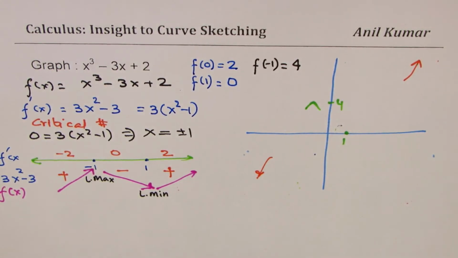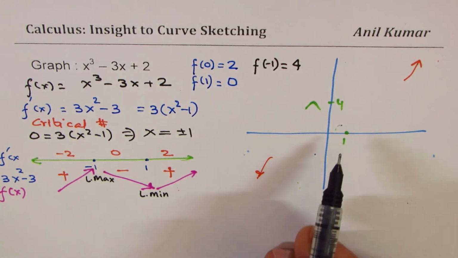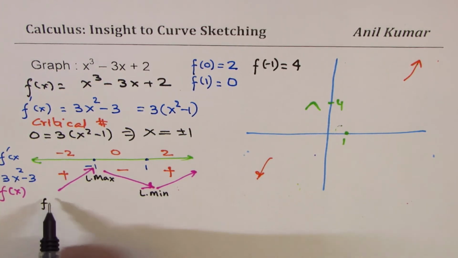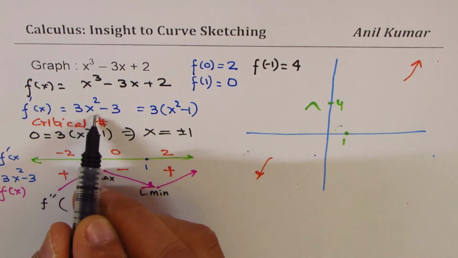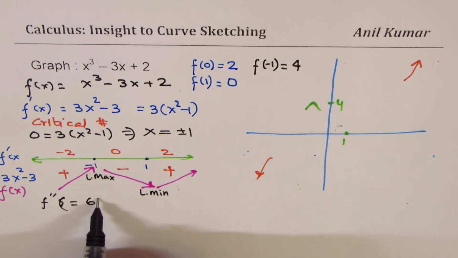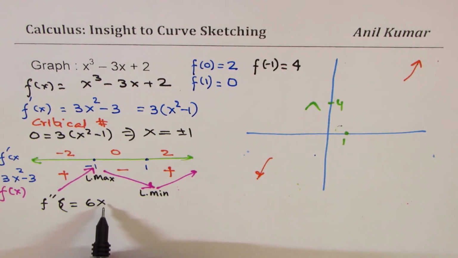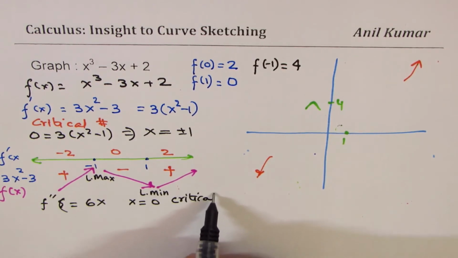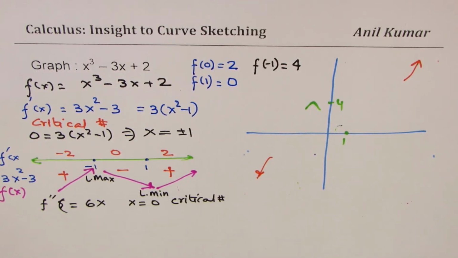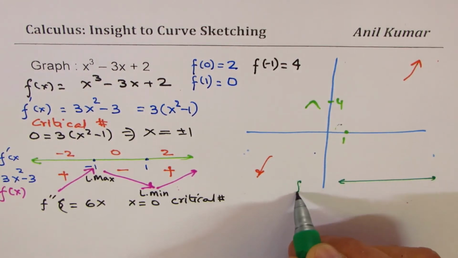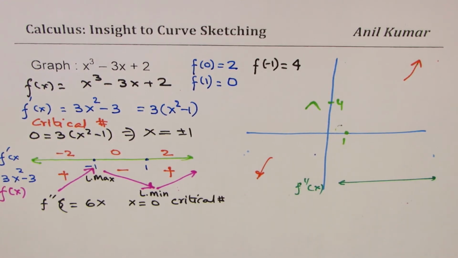Now let's analyze the second derivative. Let's write second derivative here. The derivative of 3x squared minus 3 gives us 6x. Now again, the critical number is at x equals 0, right? X equals 0 is critical. So let's analyze this right here: the second derivative, which we know is 0 for x equals 0.